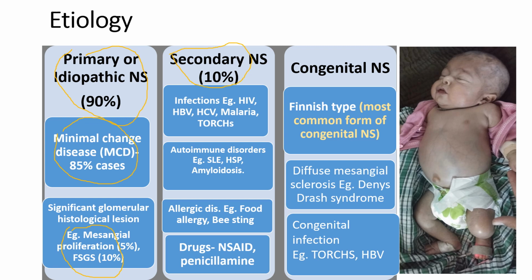So in this, hepatitis B virus, C virus, or HIV, malaria, or TOJ group of infection can lead to the secondary nephrotic syndrome. In autoimmune disorder, SLE, HSP, amyloidosis can lead to the secondary nephrotic syndrome. Even after some food allergy or bee sting, this can develop. And after some drug injection, example NSAID, penicillamine, lithium, gold, can lead to the secondary nephrotic syndrome.